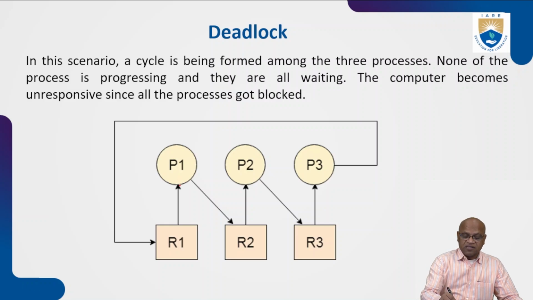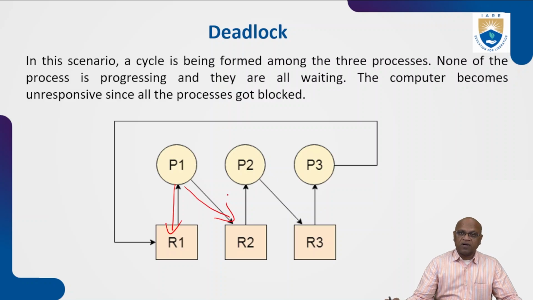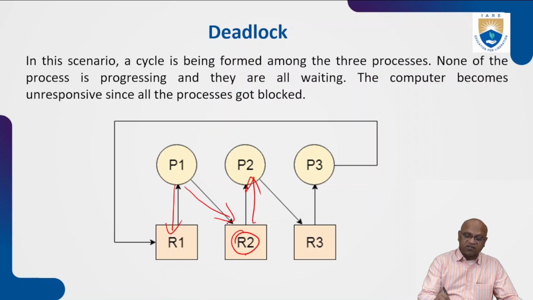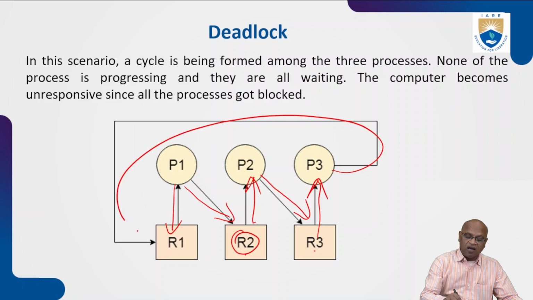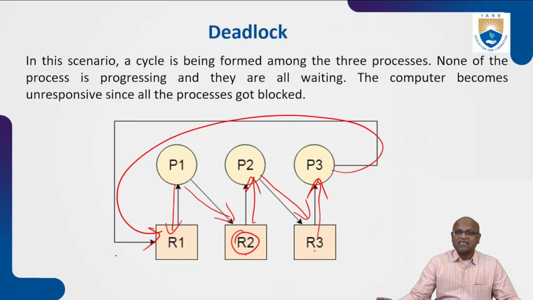Here P1 is holding R1 and requesting R2, because R2 is held by P2. But at the same time P2 is not releasing R2, because it is being requested by P1. R3 is a resource held by P3, and P2 is requesting R3. At the same time, P3 is holding R3 and requesting R1. So this is a circular wait.